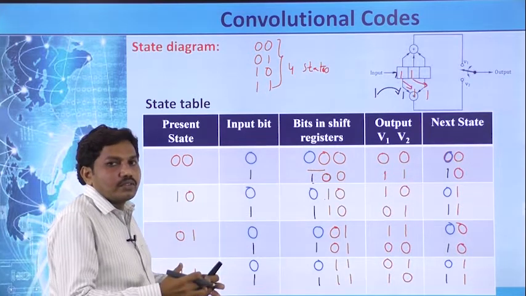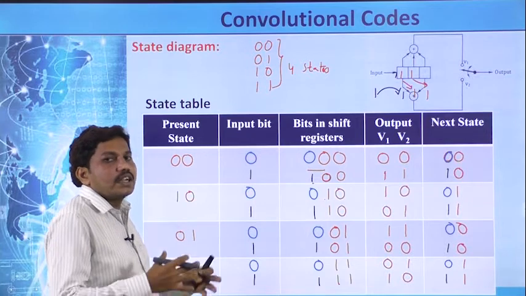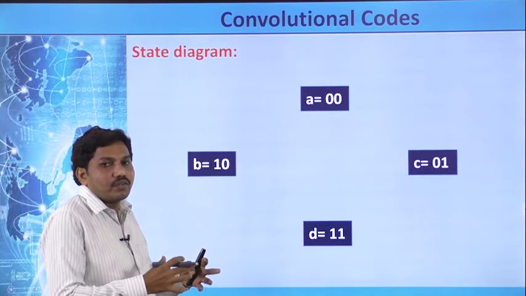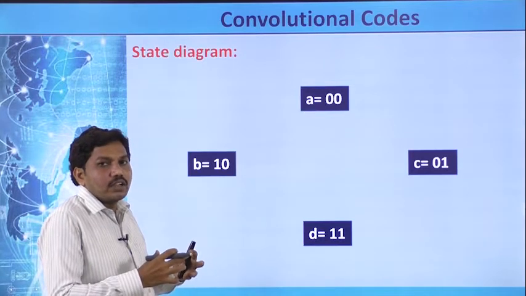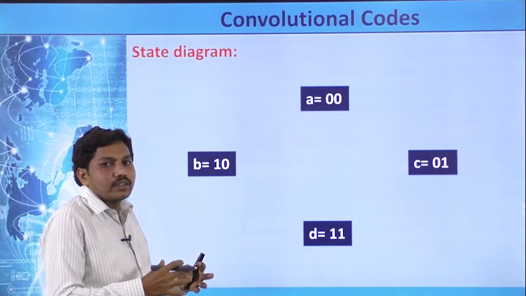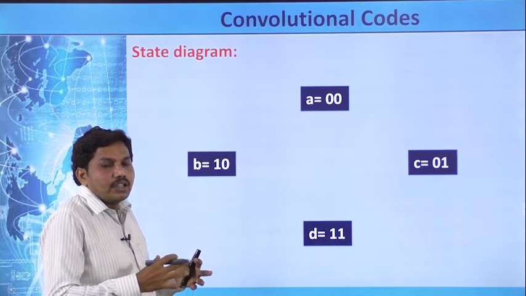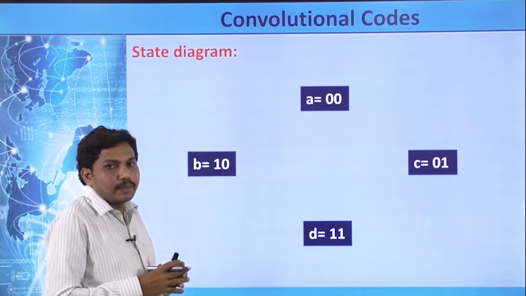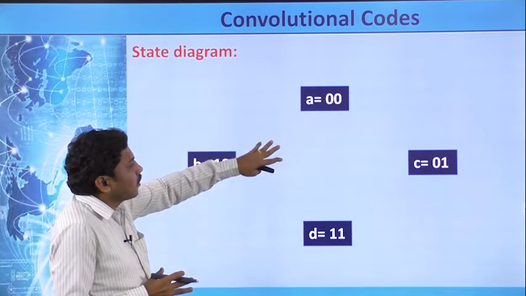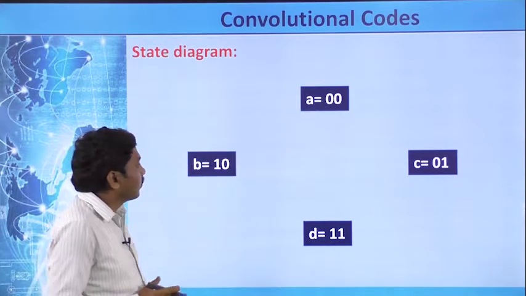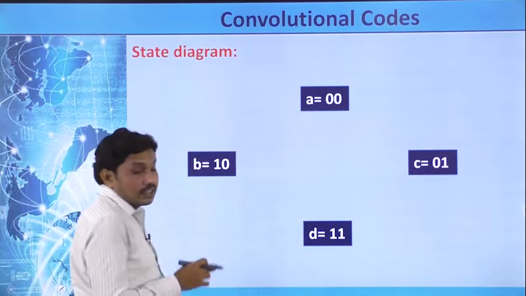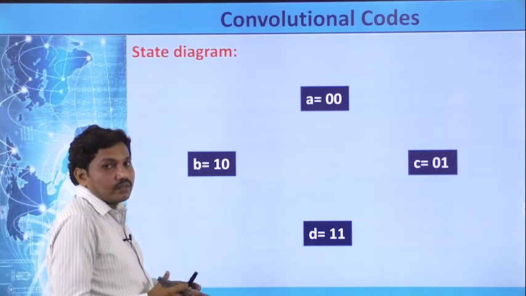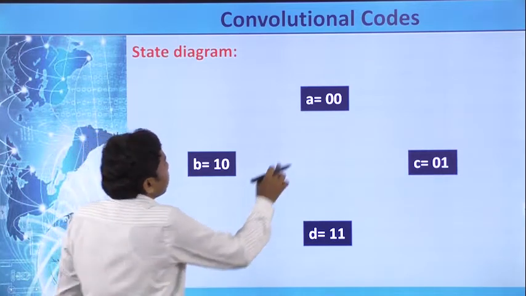It is like this. So this one is the state table. From the state table, we will draw the state diagram. The state diagram is the graphical representation of a convolutional encoder. It gives the relation between the encoder state and input and output of the convolutional encoder. So in this convolutional encoder, we have 4 different states. Those are A, B, C, D, that is 0 0, 0 1, 1 0, 1 1. So how to draw the state diagram? The present state is 0 0.